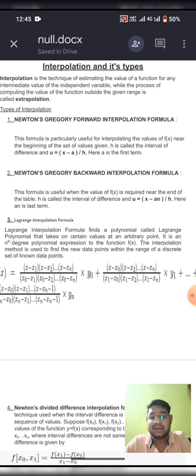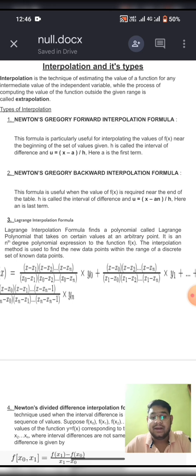Second, Newton-Gregory backward interpolation formula. This formula is useful when the value of f(x) is required near the end of the table. h is called the interval of difference and u equals (x minus a_n) by h. Here a_n is the last term.